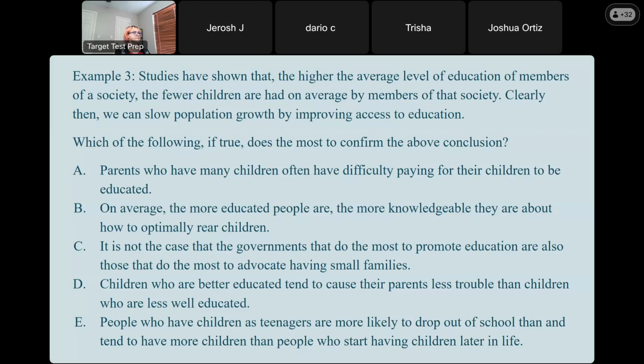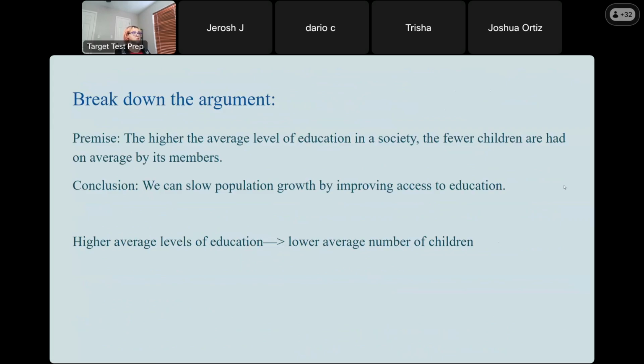So, let's see here. Higher average level of education in a society is inversely correlated with the number of children that are had on average by its members. So the conclusion is that we can slow population growth by improving access to education. Higher levels of education leads to a lower average number of children. Let's look through our answers.